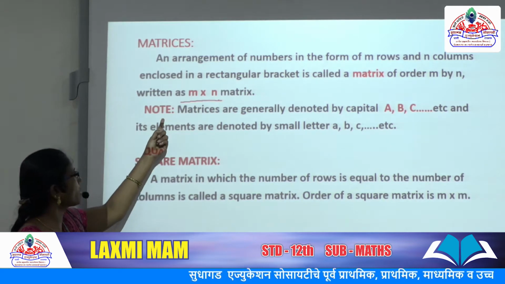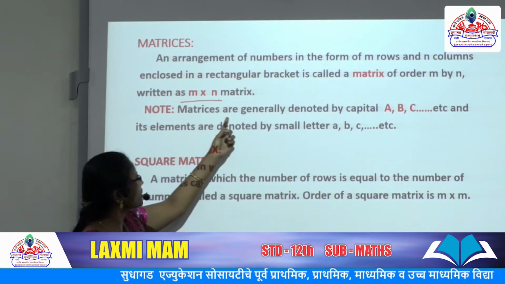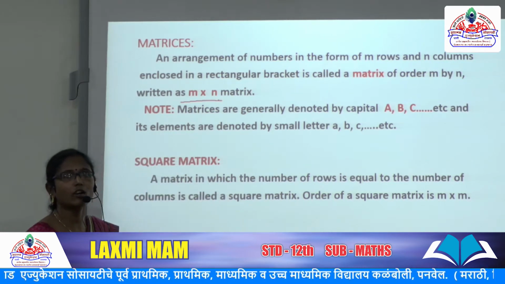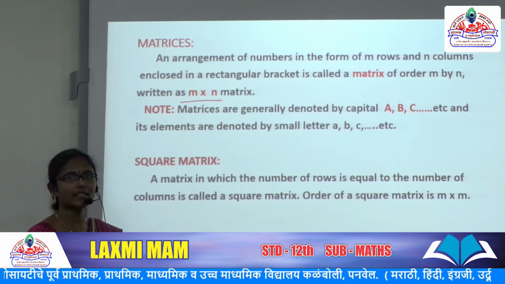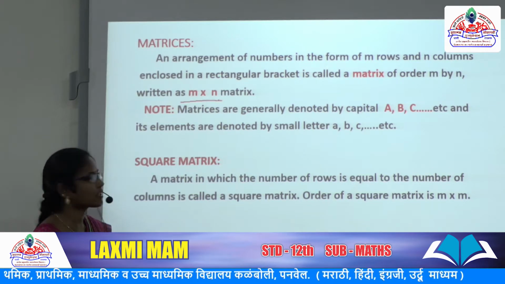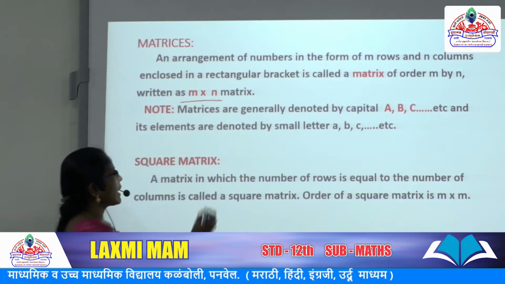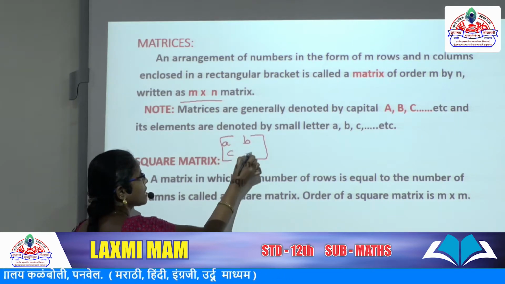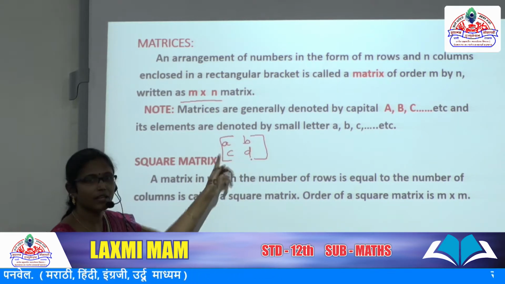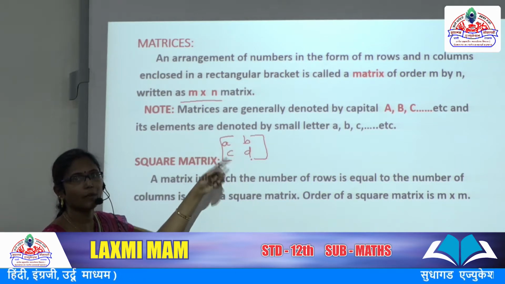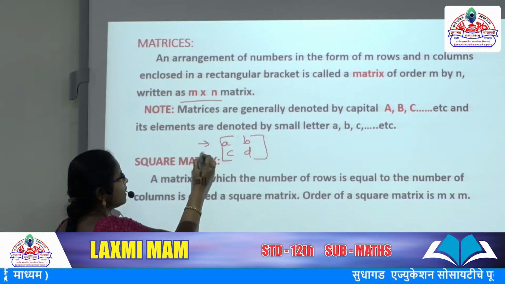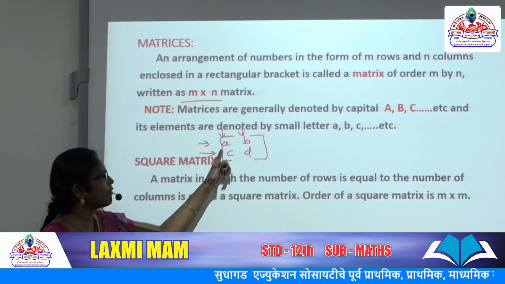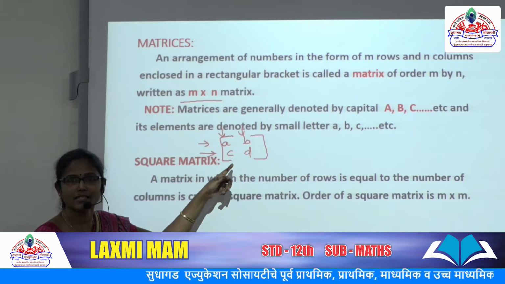Next, there is a note given. What is the note? Matrices are generally denoted by capital letters. Matrices को हमने कौन से letters use करने का? Capital letters. Capital A to कौन सा भी alphabet use करो. And its elements. Matrix के अंदर जो भी elements है, A, B, C, D. Here I have given the example of a 2 cross 2 matrix. How many rows are there? 1 and 2. 2 rows are there and 2 columns are there.